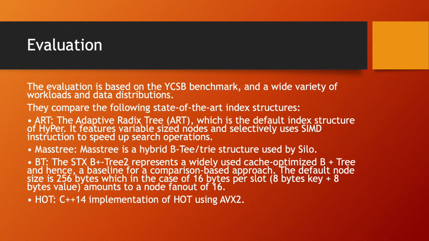Third, BT, the STX B plus tree, represents a widely used cache-optimized B plus tree and hence a baseline for a comparison-based approach. The default node size is 256 bytes, which, in the case of 16 bytes per slot, an 8-byte key and an 8-byte value, amounts to a node fan-out of 16. And the fourth is HOT itself, which is a C++14 implementation of HOT using AVX2.